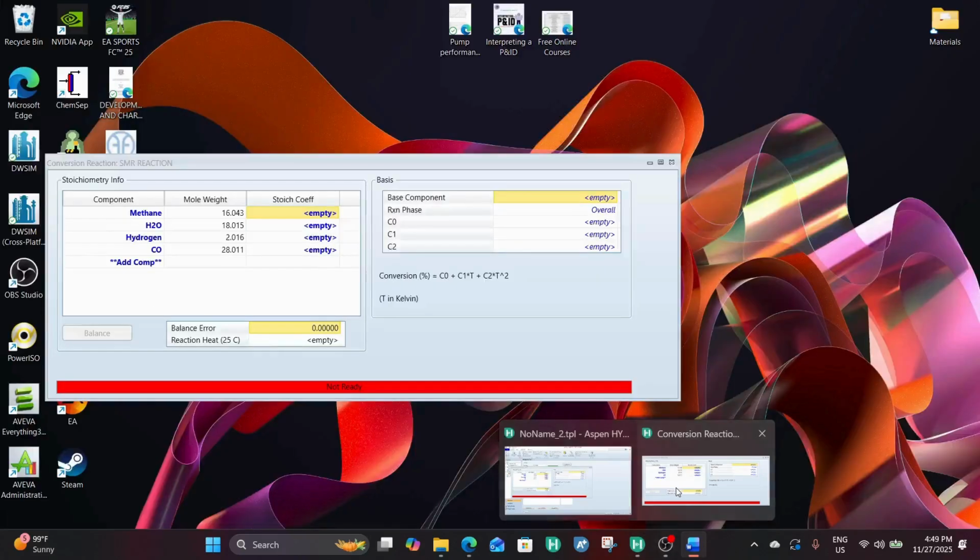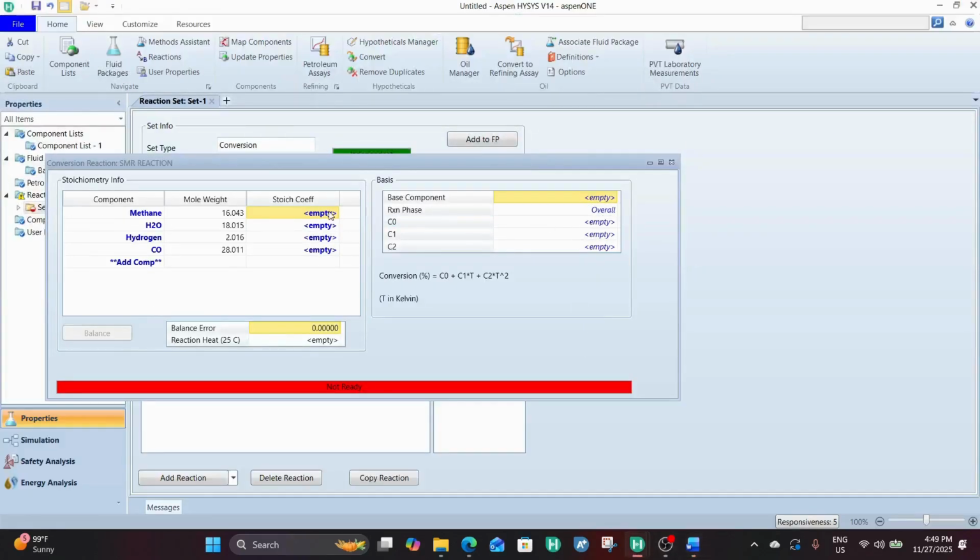So back to our reaction, specifying our reaction. For the stoichiometric coefficient, we're having +1 for our methane, hydrogen is -3, and for the carbon monoxide, carbon monoxide is 1, I believe, -1. And good enough. So, balance error.